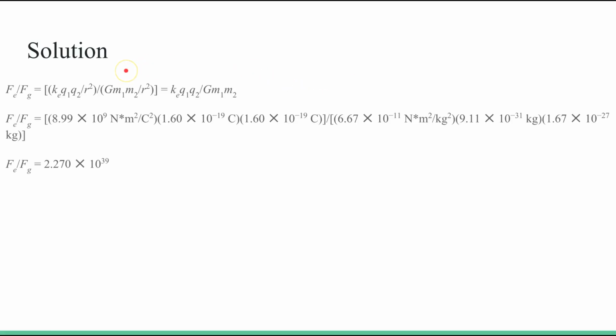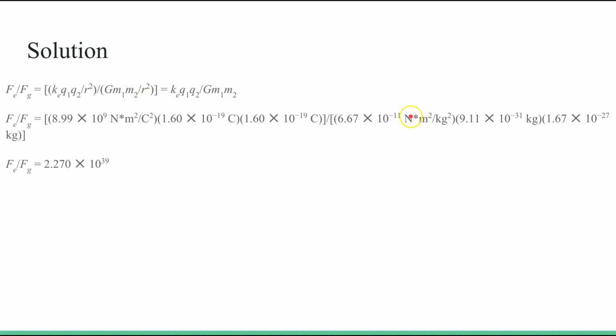So what you do is Fe divided by Fg. You have Ke Q1 Q2 over R squared divided by G M1 M2 over R squared. Since these are both the same distance, R squared can cancel out. If you multiply by the reciprocal of G M1 M2 over R squared, the R squares cancel out and you're left with this expression, Ke Q1 Q2 over G M1 M2. So you have Fe divided by Fg equals all these numbers.